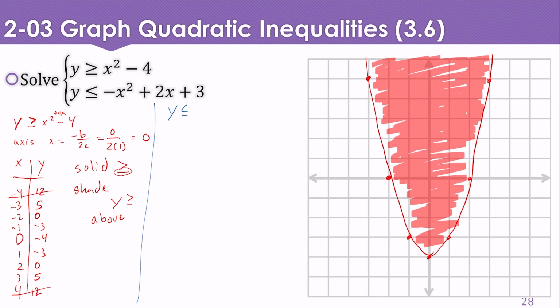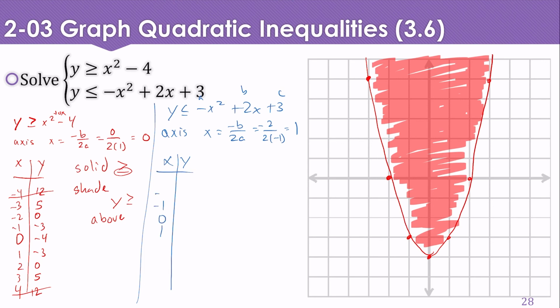All right, the second one. This is also in general form. So our axis is negative b over 2a. b here is 2. A is negative 1, so I have negative 2 over negative 2, which is 1. So let's make a table. I'm going to have 1 be in the middle. Go backwards a couple. Forwards a couple.